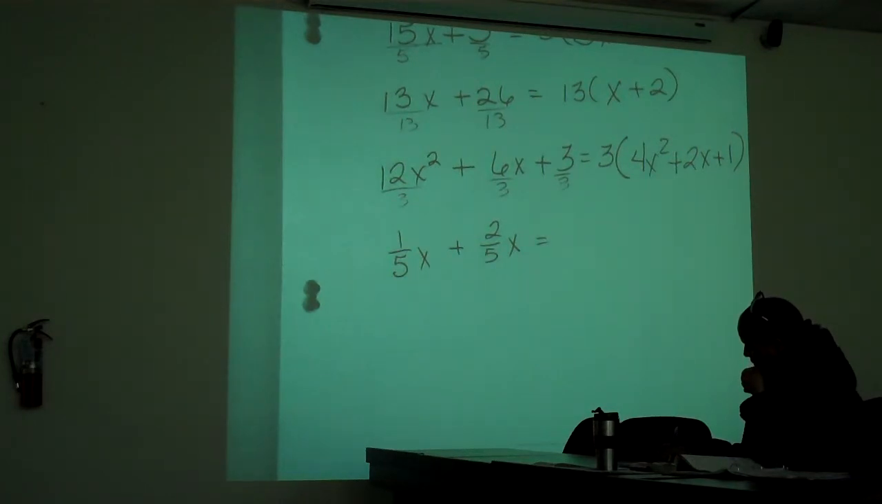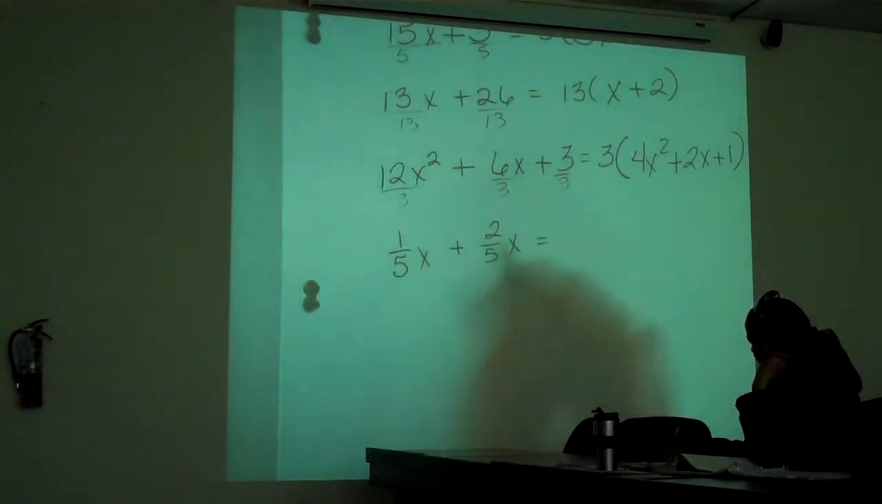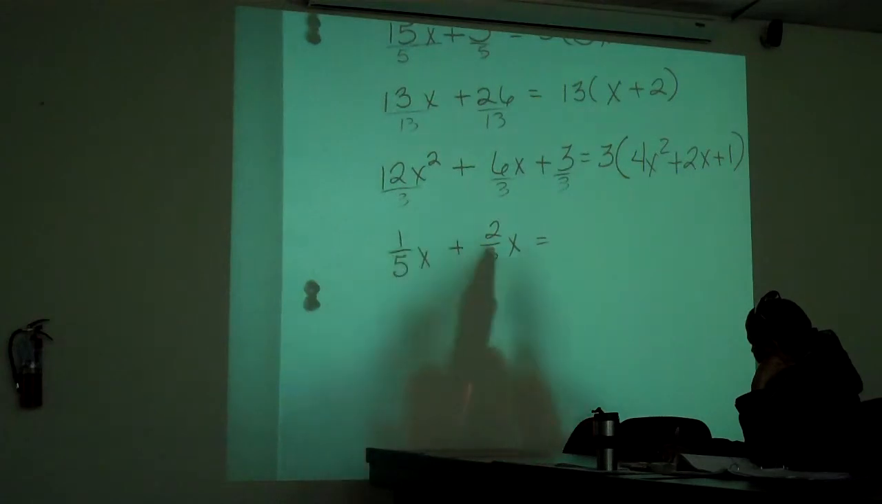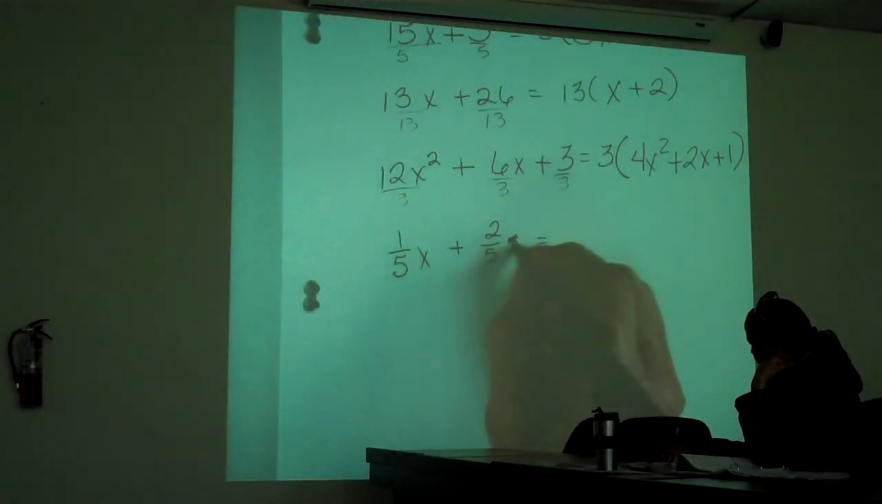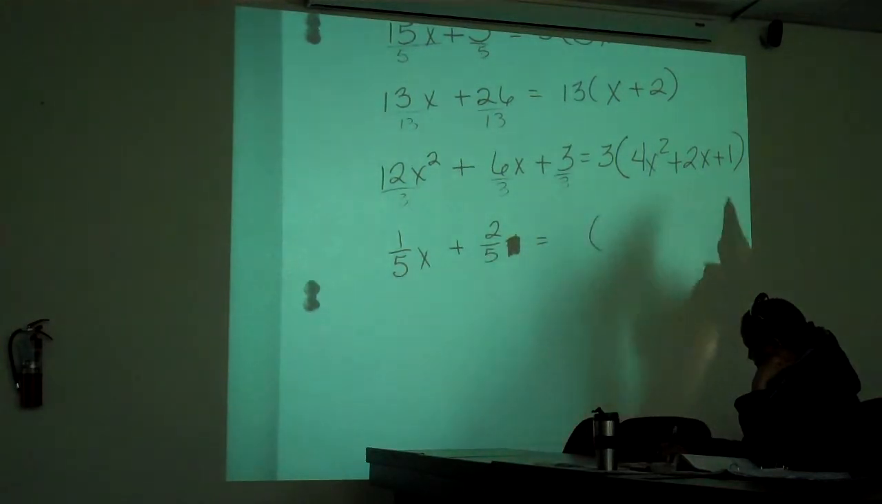Oh, this is adding x, huh? I should have not put the x on the second one, because we're factoring. Because this would be like 3/5. 1/5 plus 2/5 is 3/5. To factor it, let's have it where one of them doesn't have an x. I'm sorry. Okay, to factor that, what would we put on the outside?